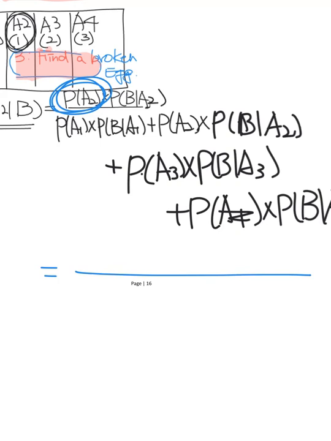How much was that? A2, please? 0.19. 0.19. Just a second. It was not given. B given A2 was not given.